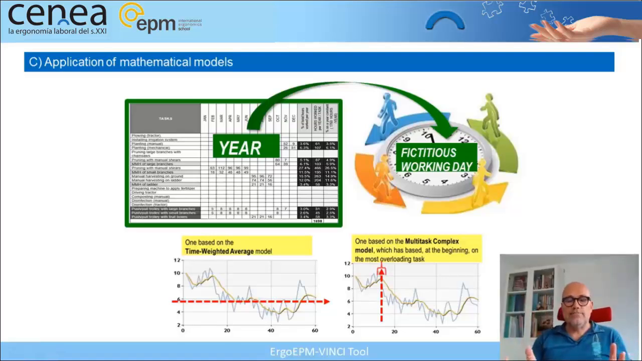We have finished. What is this tool going to do? This tool with that information will apply the mathematical model that we have seen and it will provide us the risk index for this group of people. The procedure to apply the multi-task model is that this year becomes a fictitious working day, reducing it to a fictitious workday, and once we have the fictitious workday, we apply the classical models previously proposed in the scientific literature, using the weighted arithmetic mean or the multi-task complex model.